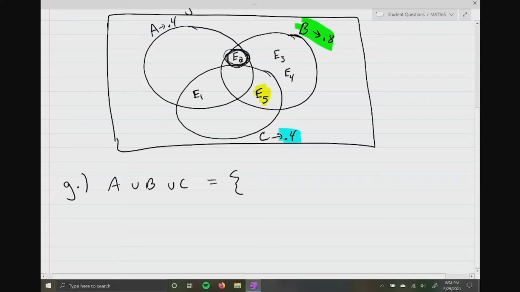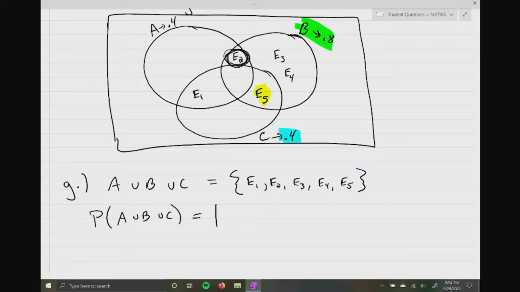So E1, E2, E3, E4, and E5. And if you think about the probability of all of them, well, that's just going to be 1 because it's the entire sample space. So if you were to add them all up, you're going to get 1. Okay? And now the last one is going to be H.